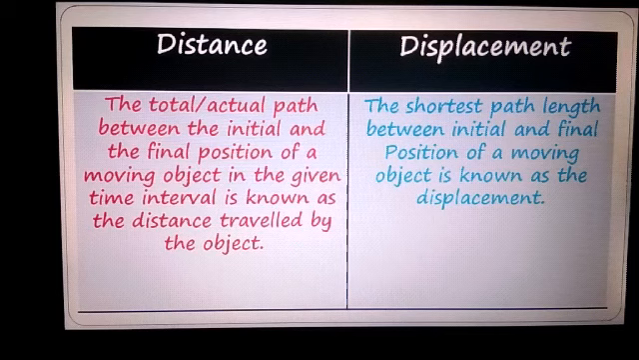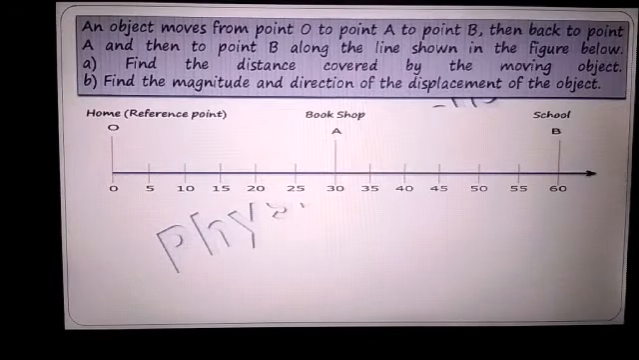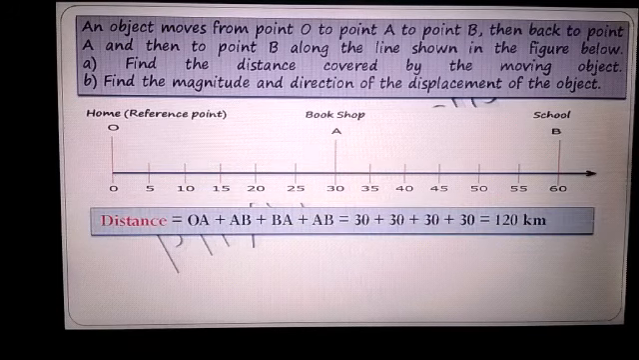Now we will do some numerical problems related to distance and displacement. So here is our first question. An object moves from point O to point A, then to point B, then back to point A, and then finally back to point B along this line given in the figure. Here we have to find the distance covered by the moving object and the magnitude and direction of the displacement of the object. Now first we will find out the distance.